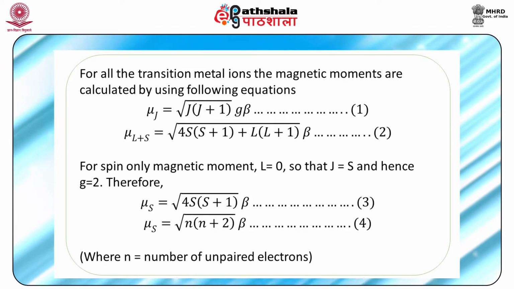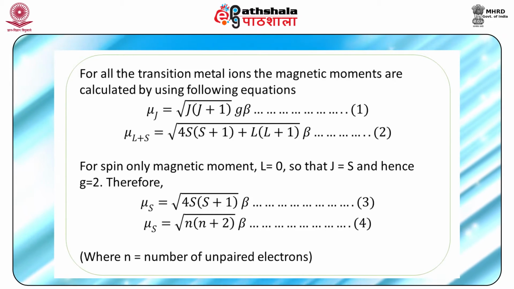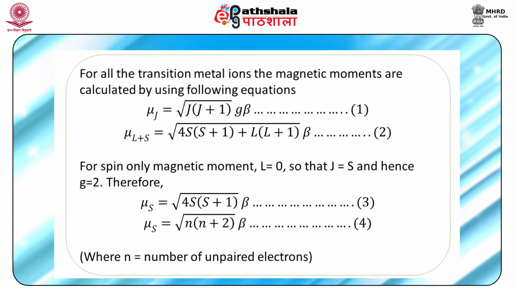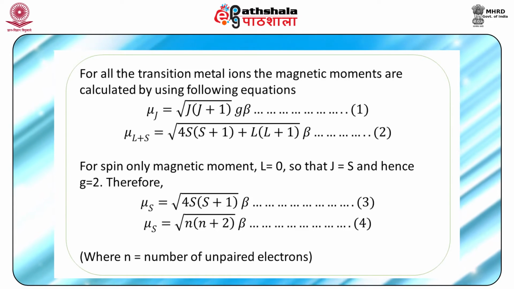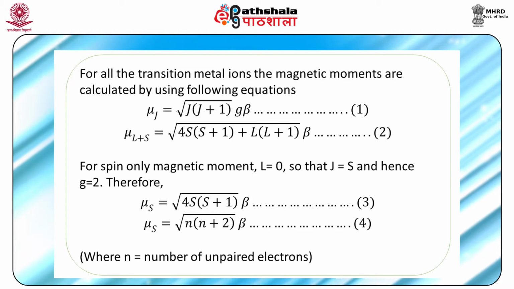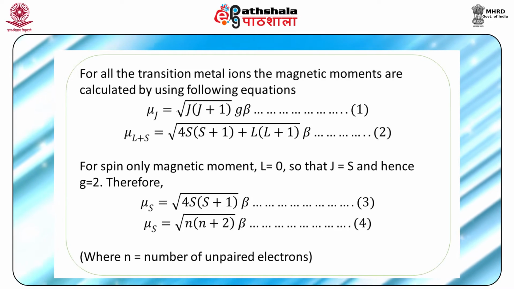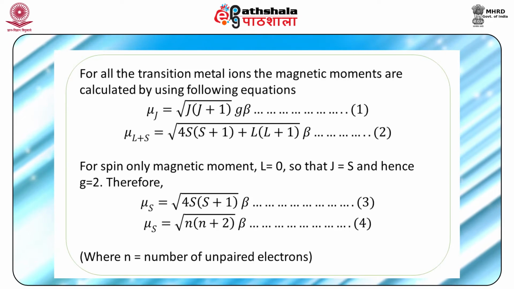For all the transition metal ions, the magnetic moments are calculated by using the following equations. The first equation is mu J = sqrt(J(J+1)) g beta, and the second is mu L+S = sqrt(4S(S+1) + L(L+1)) beta. For spin only magnetic moment, capital L equals 0.